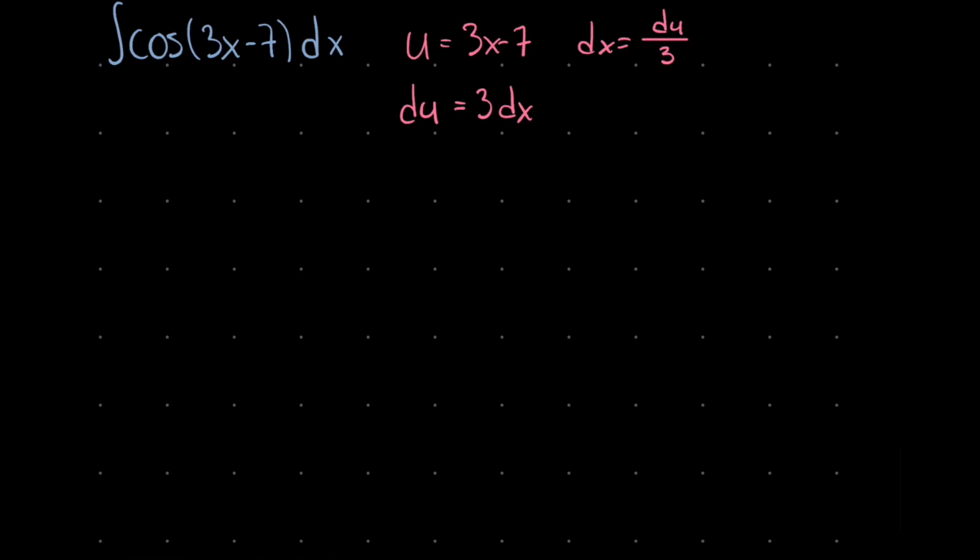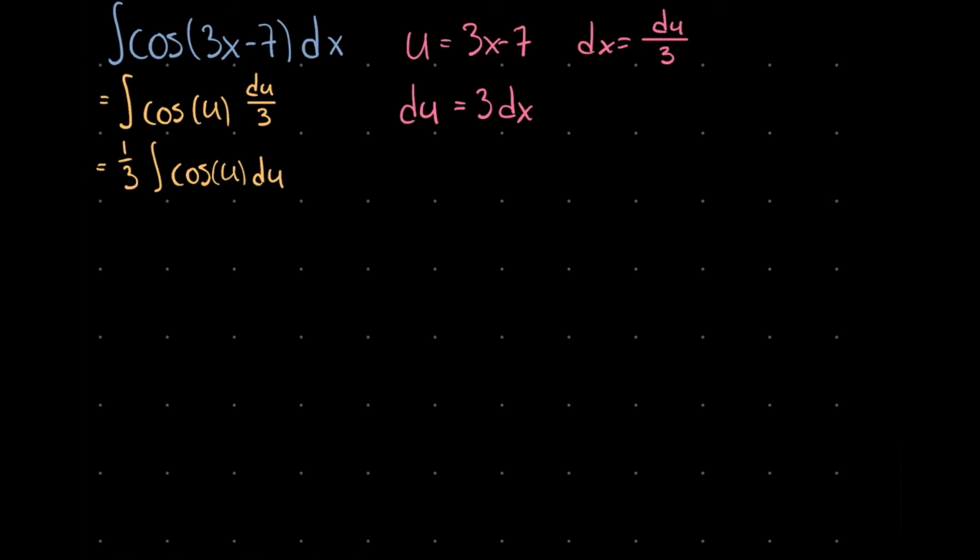If we put this back into our initial equation with the substitution, we get that this is equal to the integral of cosine of u du over 3. What we can do here is simply take the constant 1 over 3 and bring it outside of the integral and write it as 1/3 times the integral of cosine of u du.